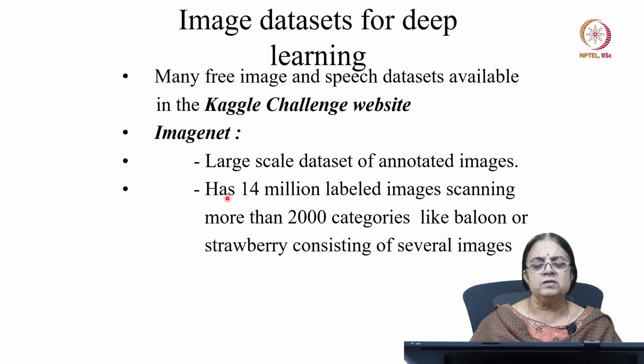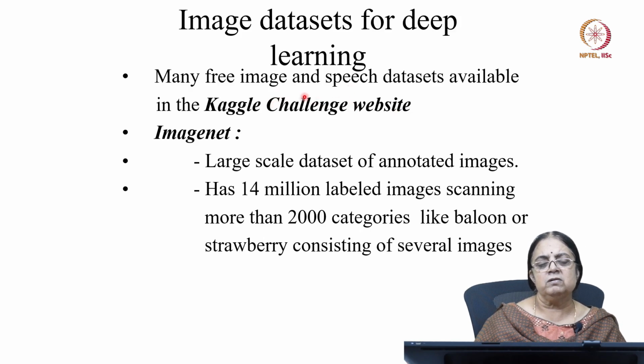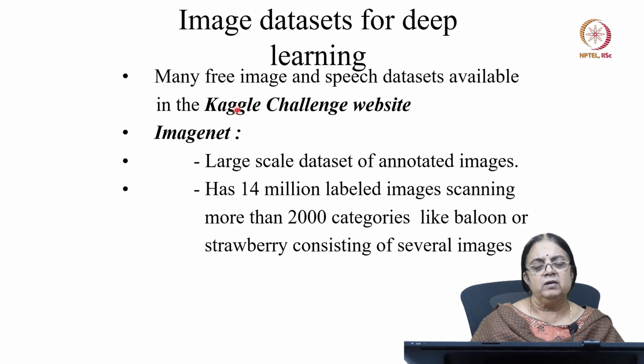Okay, so first we'll look at the image data sets which are available. Okay, we have what is called the Kaggle challenge website, which contains image and speech data sets. And one of the very popular data sets is what is called the ImageNet. Okay, so this ImageNet has 14 million labeled images, spanning more than 2000 categories, and each image will be of one class like balloon or strawberry, etc.